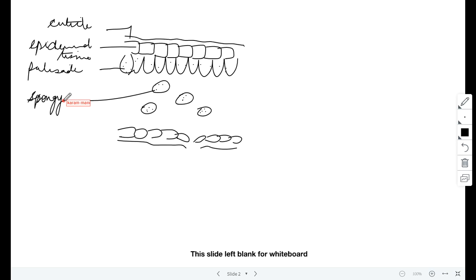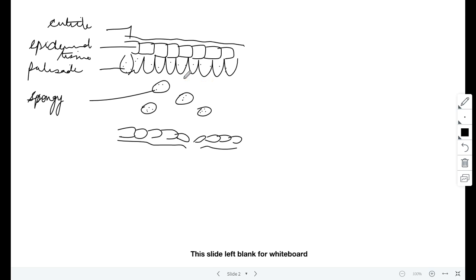But see, these cells also have chloroplasts, so photosynthesis will take place. But they're not very close, right? So there are lots of air spaces through which the gas exchange takes place. And through which process is it: diffusion, active transport, osmosis? How do gases come inside? Diffusion. Yes, diffusion.